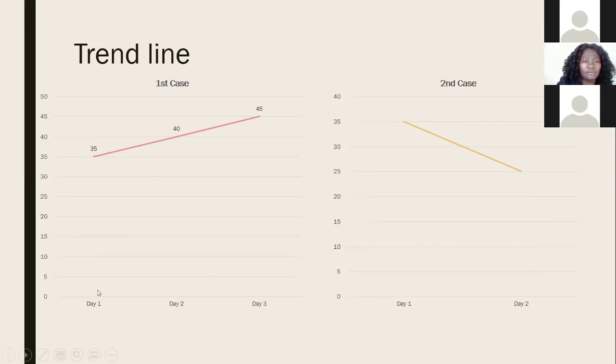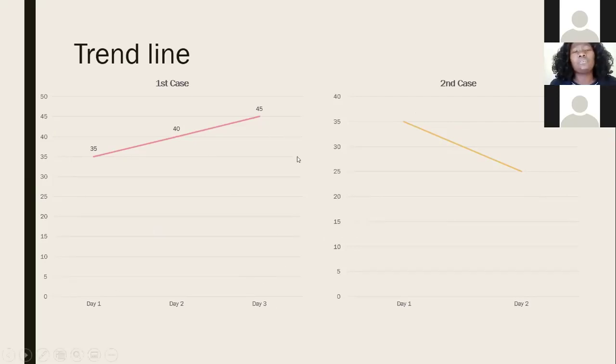Day 1, $35, day 2, 40, day 3, 45. Or the second scenario, day 1, 35, day 2, 25. I didn't put data labels here. But anyway, these trend lines can help us make decisions on what is likely to happen. Maybe on day 4, a person can predict what is likely to happen. Or this could be years: year 1, year 2, year 3.